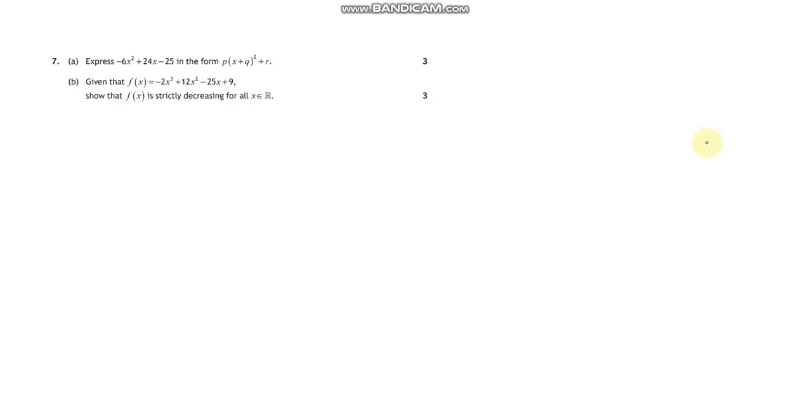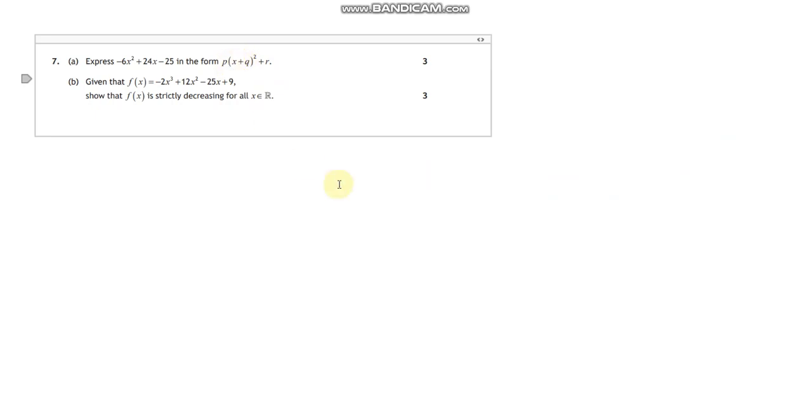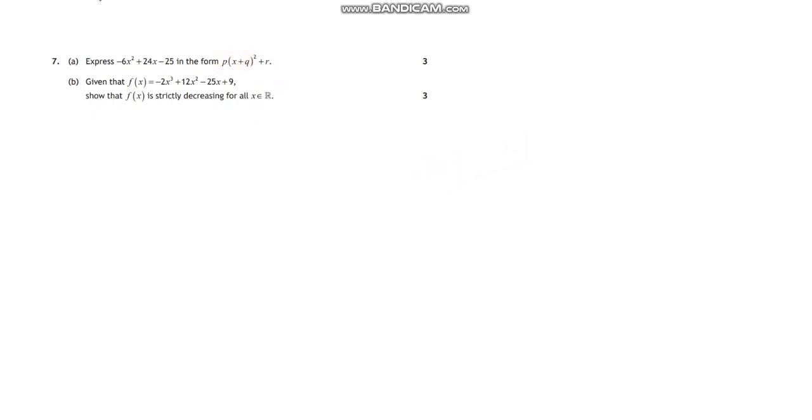Okay, question 7, we've got a nice little complete the square number, and they're trying to help you out here by giving you the form of complete the square, so that's very good of them. So the first thing you want to do is to take out a common factor. Now there's different ways of doing this. This is how I like to do it. I would take out my negative 6 to leave me x squared, take away 4x, and leave the 25 as is.